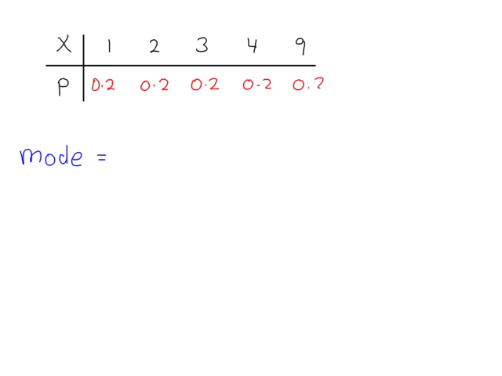What is the mode for this table? No single probability is the highest. All of these are exactly the same, so these values, 1, 2, 3, 4, 9, are all equally likely. This has no mode.